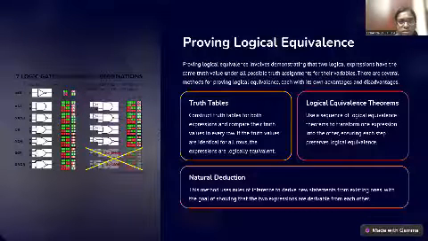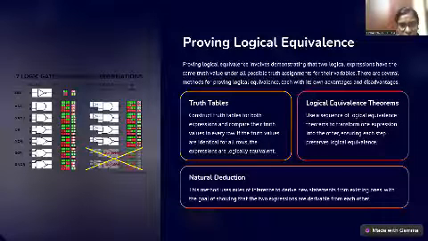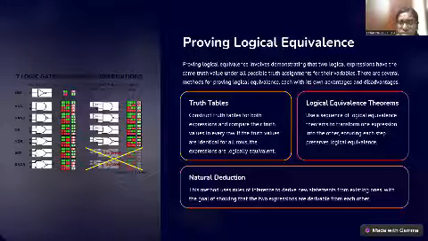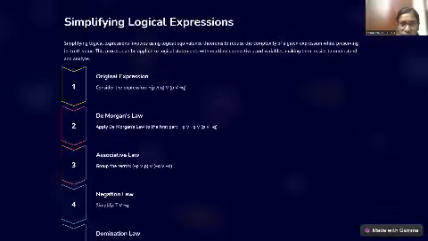Proving logical equivalence. Proving logical equivalence involves demonstrating that two logical expressions have the same truth value under all possible truth assignments for the variables. With truth tables, we construct truth tables for both expressions and compare the truth values in every row. If the truth values are identical for all rows, then the expressions are logically equivalent. With logical equivalence theorems, you use a sequence of theorems to transform one expression into another, ensuring each step preserves logical equivalence. And natural deduction uses rules of inference to derive new statements from existing ones, with the goal of showing that the two expressions are derivable from each other.